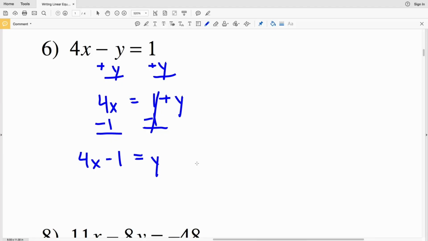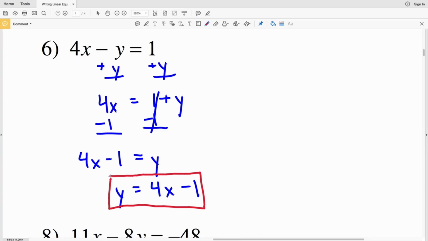Now, if you want it in the exact form of y equals mx plus b, just flip the equation. Y equals 4x minus 1, or plus a negative 1. And there you have the solution for number 6.